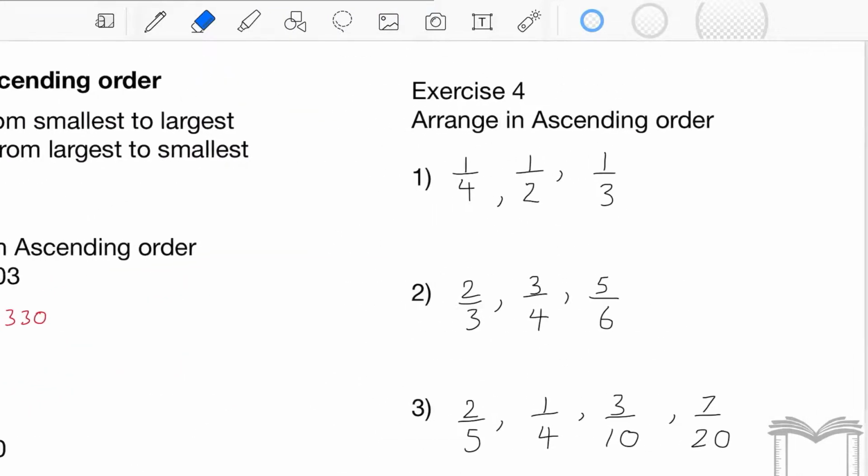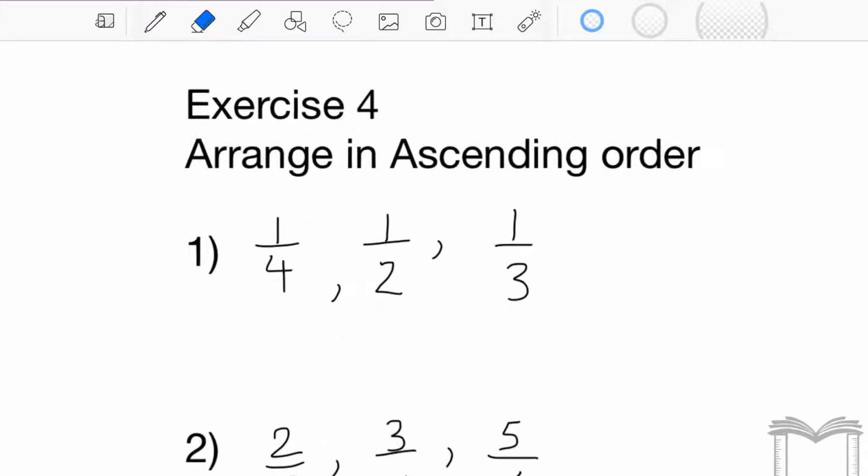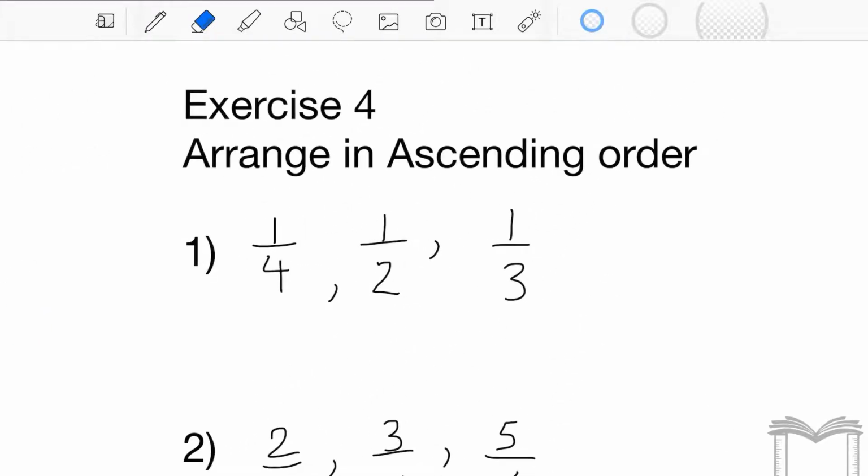Let's begin. Exercise 4, number 1. So for these questions, there are more than one ways that we can work them out. So I will try to show you the two methods that are commonly used. So the first method involves finding the LCM, the lowest common multiple.